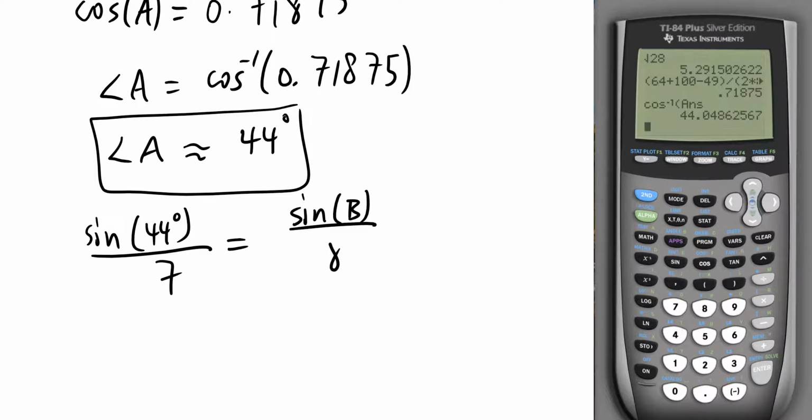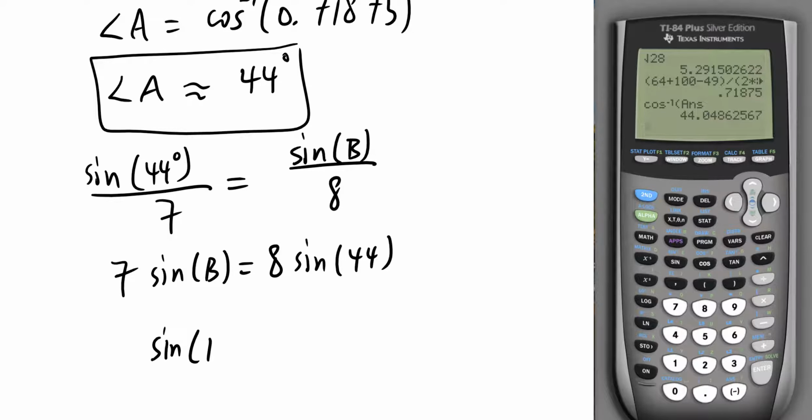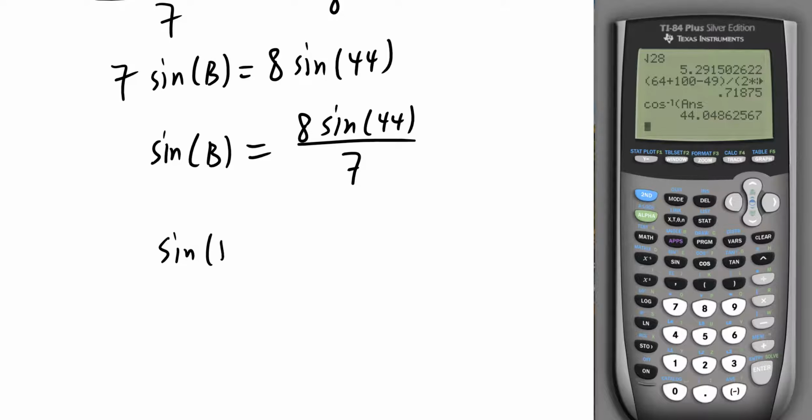and B was facing side 8. So now we cross multiply: 7 sine B equals 8 sine 44 degrees. And then sine B is equal to 8 sine 44 degrees divided by 7. And then what we can do is put all of this in the calculator.